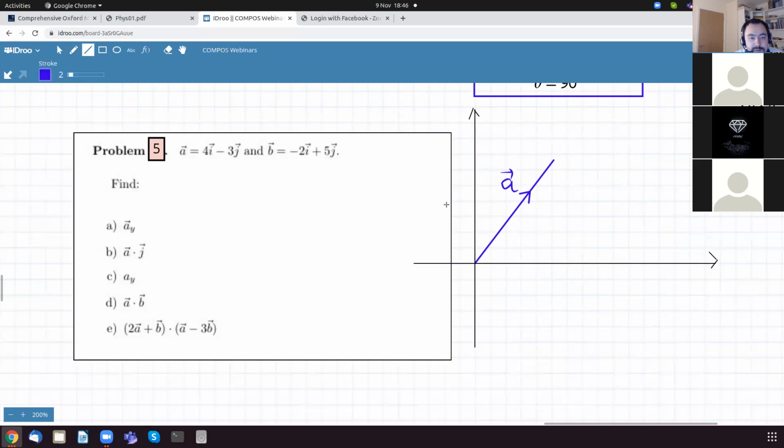And here, if this vector goes like this, you can split it into components. And this vector is going to be AX. This is the projection on the x-axis. This is the projection of vector A on the x-axis.